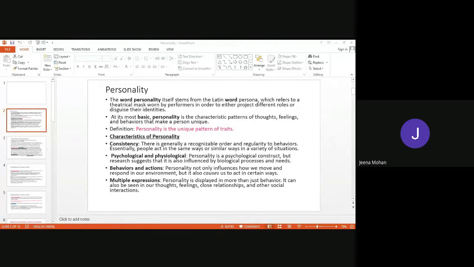So we can say that the EPI or 16 PF, then MMPI is there, that is Minnesota Multiphasic Personality Inventory. Then others include Myers-Briggs Type Indicator.